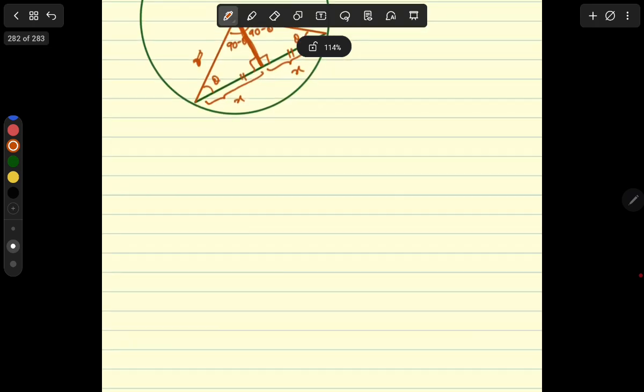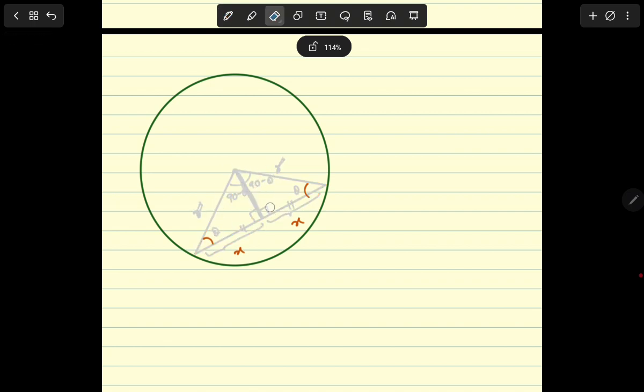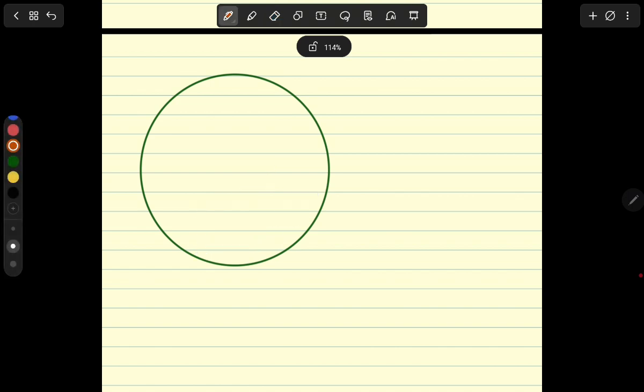Now we also did one more property. Allow me to clear this up. Because I will be using the same circle to explain you another property. In case you need it, you can go back and take a screenshot.